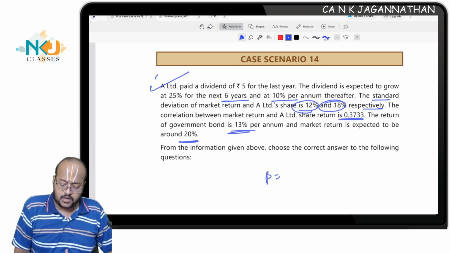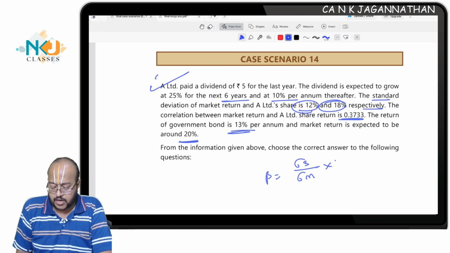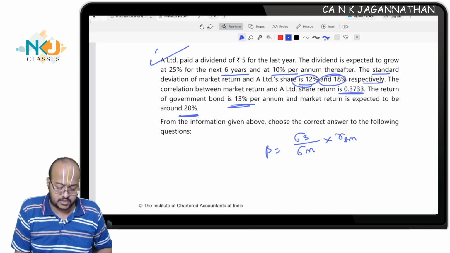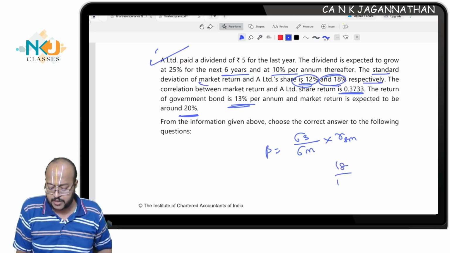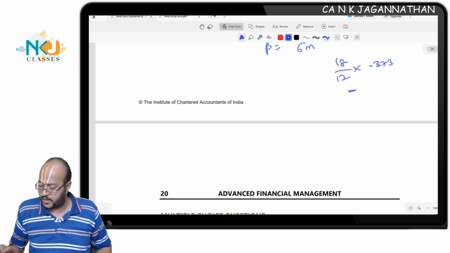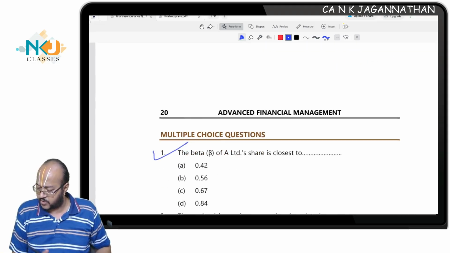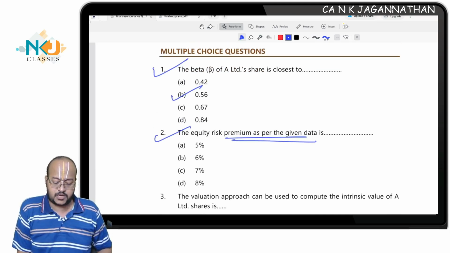Beta is nothing but the standard deviation of the security divided by the standard deviation of the market, into the correlation of S and M. This is one of the formulas of beta. The standard deviation of the market is 12, and of the security is 18. So 18 divided by 12 into correlation 0.3733 will give you the beta. So 18 by 12 into 0.3733, how much is the number? 0.559 or 0.56.